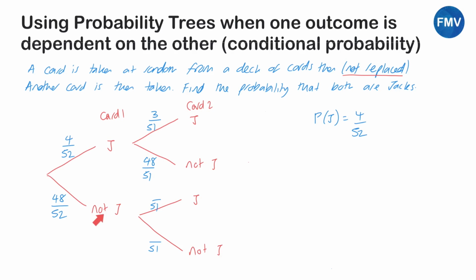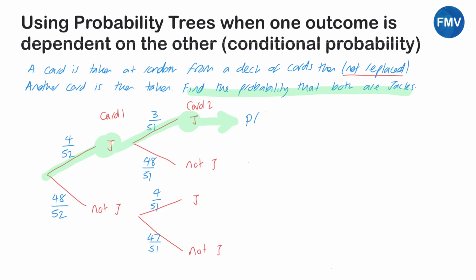Now, chance of not getting a jack. So we did not take a jack out, which means there are still 4 jacks left. So that's 4, and 51 minus 4 is 47. So now we need to answer the question. Find the probability that both are jacks. So here we go. Well, that's a jack and that's a jack. So we are finding this probability here.